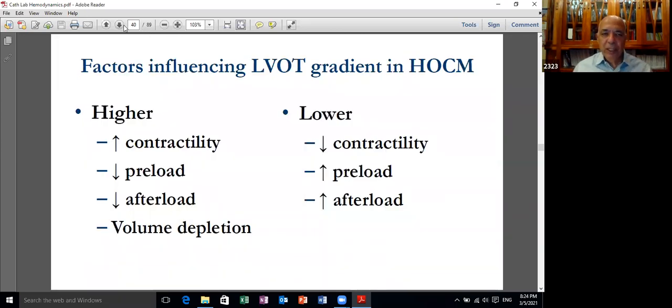So the factors which increase the left ventricular outflow tract gradient in patients with hypertrophic cardiomyopathy are obviously known to every one of you. Increase in contractility, like giving the patient any positive inotropic agent, decreasing the preload like standing, decreasing the afterload like giving the patient nitroglycerin. Or you can lower the gradient by diminishing the contractility with beta blocker or calcium antagonists, increasing the preload by fluid infusion, or increasing the afterload classically by neosynephrine or phenylephrine.